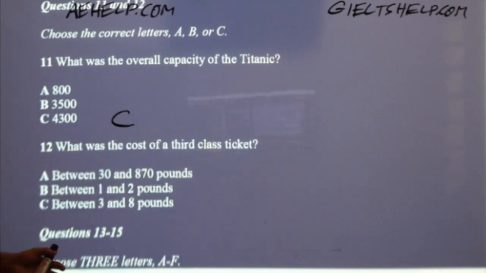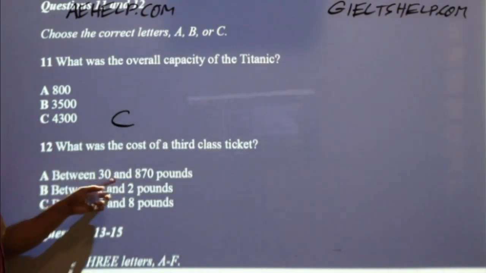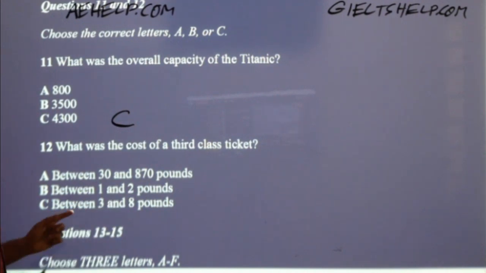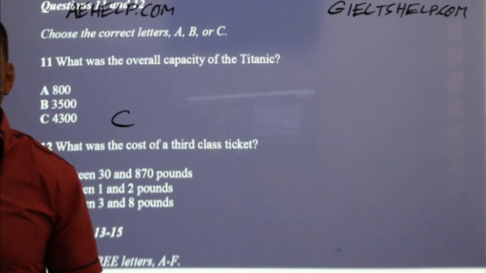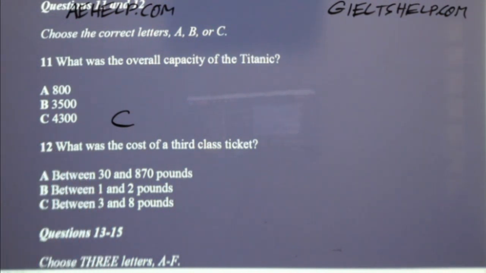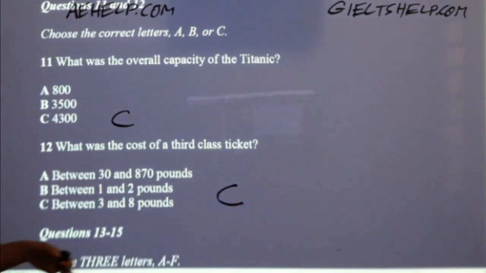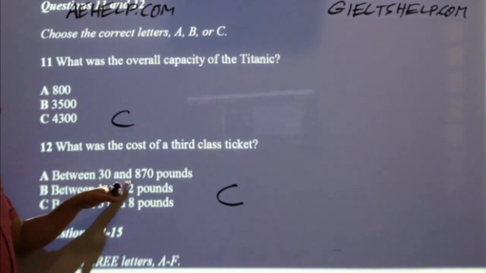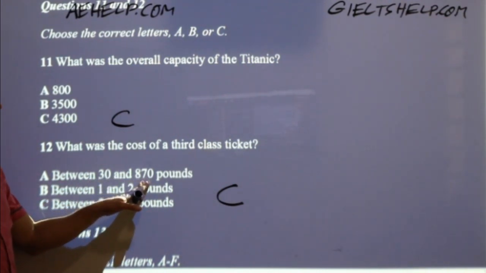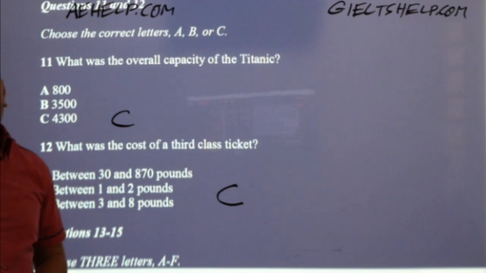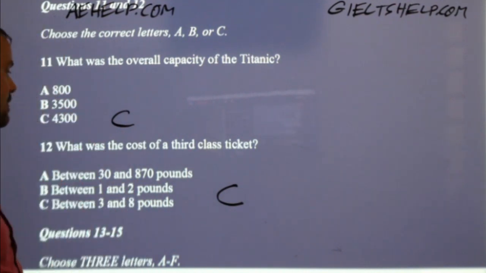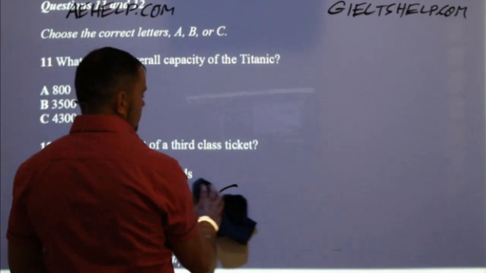All right. What was the cost of a third class ticket? 30 to 870 pounds, 1 to 2 pounds, 3 to 8 pounds, A, B, or C? What was it? Yeah, it was C again. So here it's C and C again, 3 to 8 pounds. 30 to 870, that was first class tickets, obviously. First class, it's very expensive for a third class ticket.